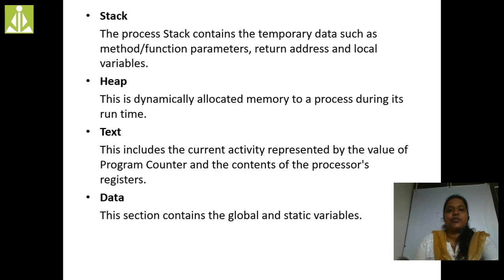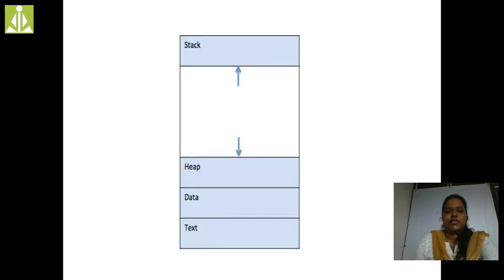The text section represents the current activity, which is represented by the program counter. And the data section contains the static variables as well as the global variables we have declared. All these are going to be in the data section. So this is the diagram of a process. When a program is loaded onto the main memory, it becomes a process, and a process contains all these things: the stack section, heap section, data section, and the text section.